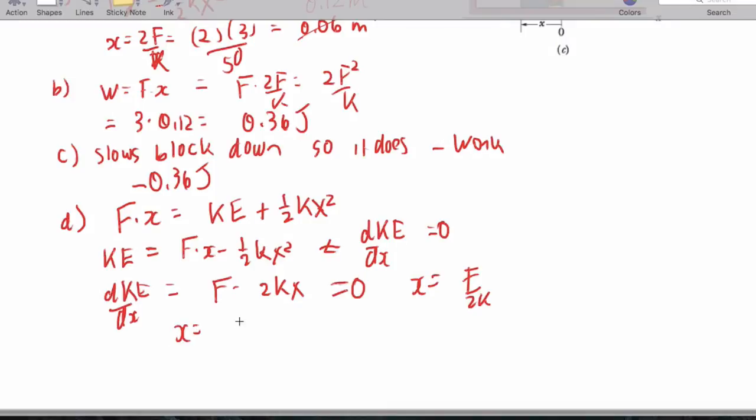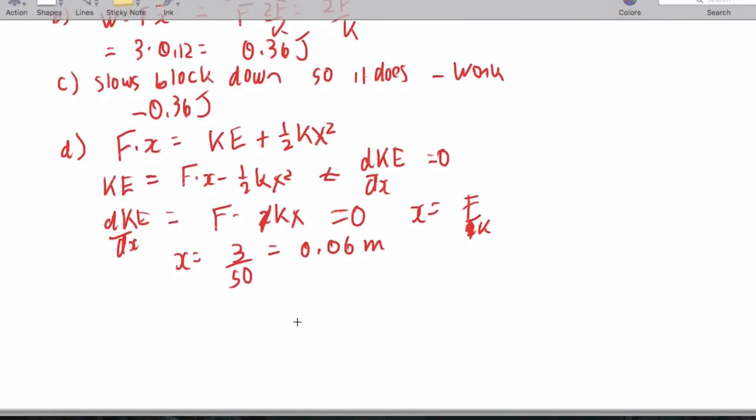So x is going to equal 3 newtons divided by, and you know what? This is 1/2 kx squared, so that's 2 times 1/2, so that should just be F minus kx, so this will be F over k, which will be 3 over 50. That's going to give me 0.06 meters.